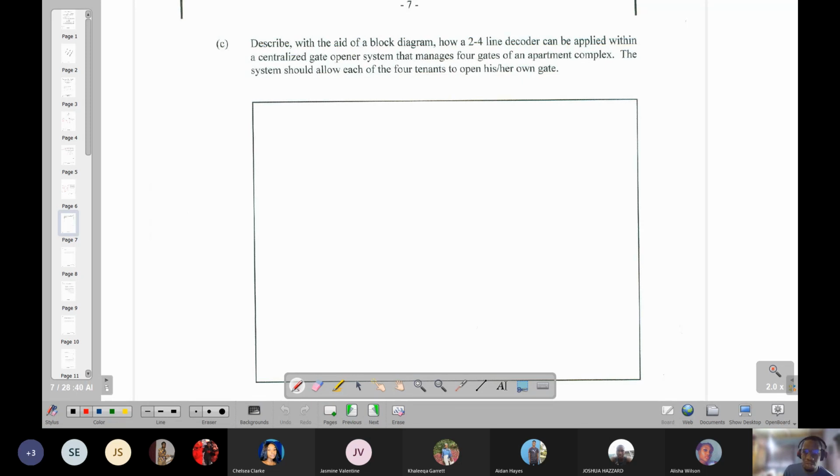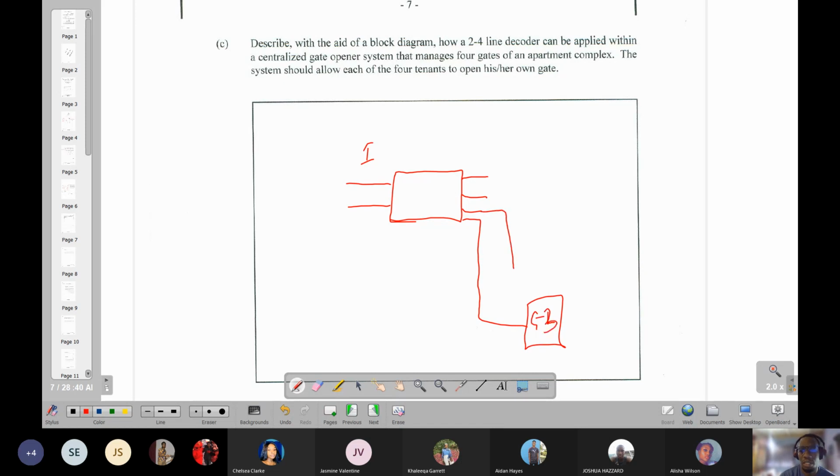With the aid of a block diagram, how a 2 to 4 line decoder. So let's say we have our decoder here. Okay, our decoder here. And we have 2 input lines, and we have 4 output lines. And these 4 output lines go to different gates. So this goes to G3. This goes to G2. This goes to G1. And this goes to G0. Okay?